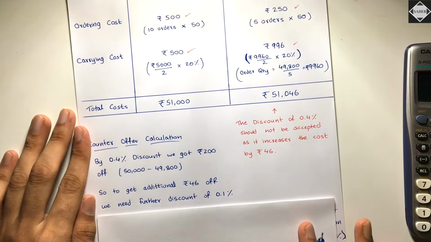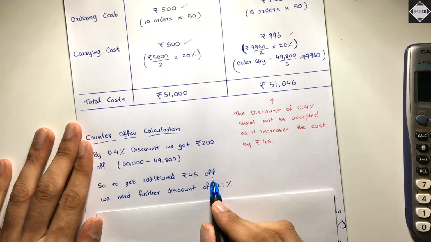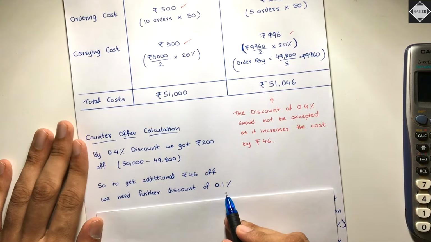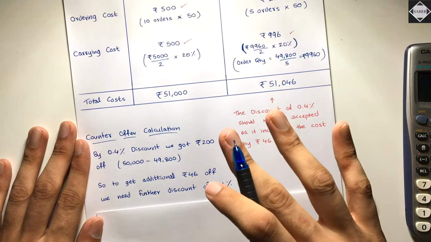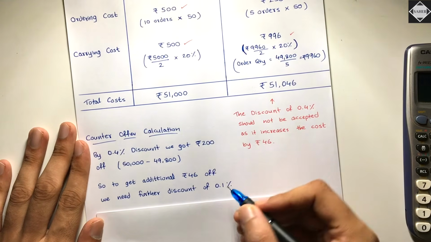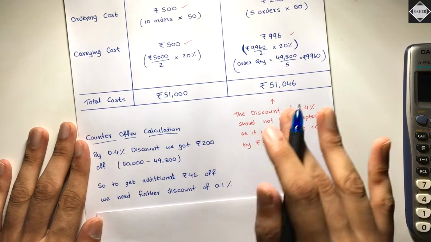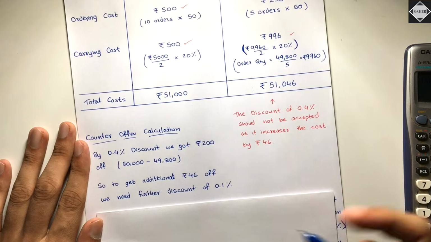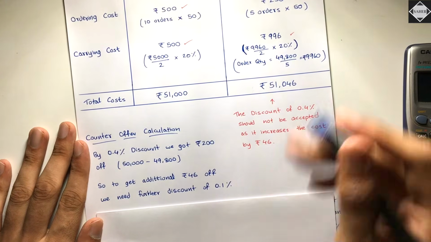Is it clear? See here, so to get additional 46 rupees off, we need further discount of 0.1%. Already we have 0.4% discount. Additionally, we need 0.1% discount. Then only we will be at par at 51,000. But still that's not enough. We need more than that. But now how did I get this 0.1%? Let's just see the calculation.